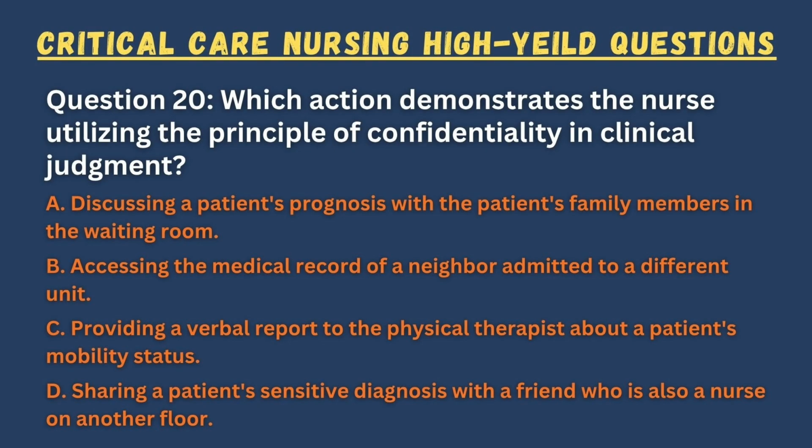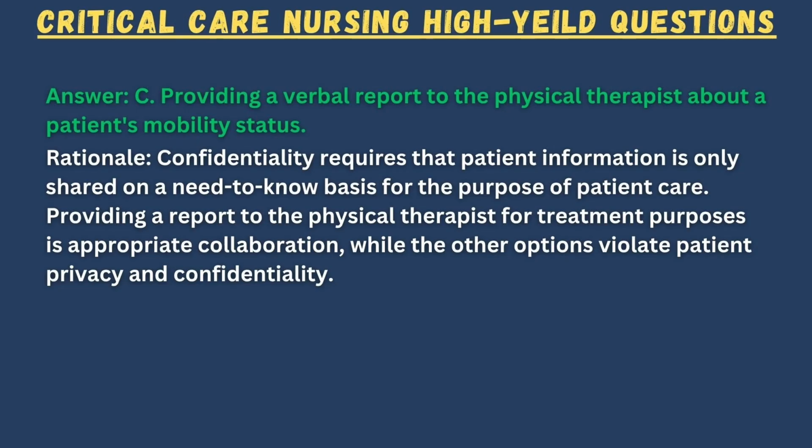Question 20. Which action demonstrates the nurse utilizing the principle of confidentiality in clinical judgment? A. Discussing a patient's prognosis with the patient's family members in the waiting room. B. Accessing the medical record of a neighbor admitted to a different unit. C. Providing a verbal report to the physical therapist about a patient's mobility status. D. Sharing a patient's sensitive diagnosis with a friend who is also a nurse on another floor. Answer: C. Providing a verbal report to the physical therapist about a patient's mobility status.